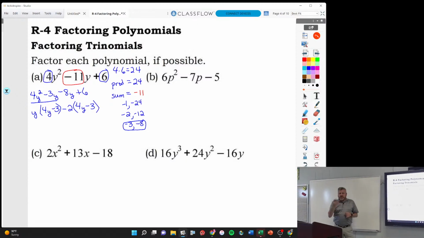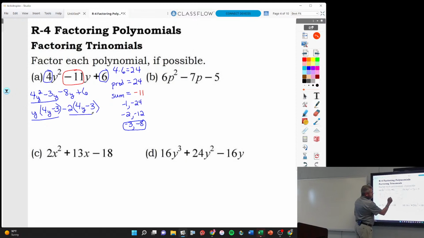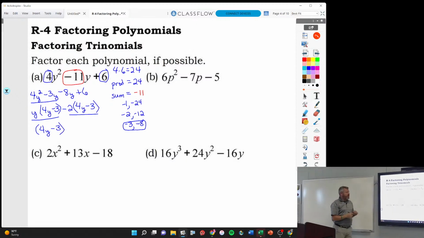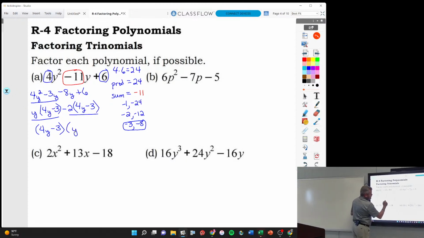And just like the previous screen when we were talking about factoring by grouping, I have two terms here. Both of these terms have a 4y minus 3 that I can factor out. And if I covered up that 4y minus 3 on both terms, you would see a y minus 2 left behind. And that is the final answer.